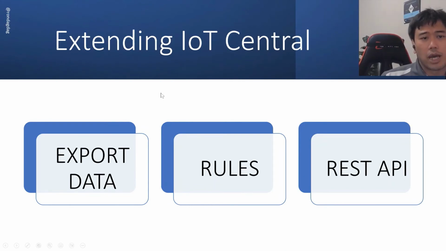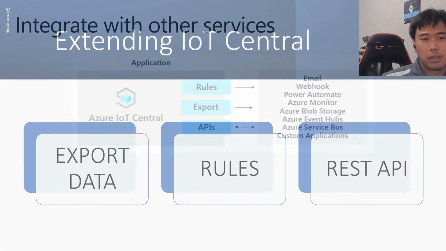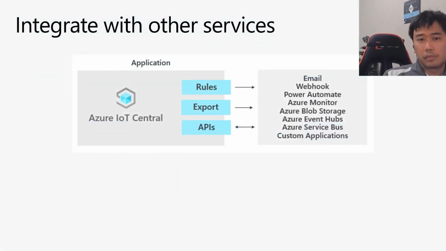Extending to IoT Central, there's a way you can export the data, you can build rules or use the REST API. Exporting the data, you can do email, webhook, Power Automate. You can use it with Azure Monitor, Blob Storage. So a lot of the customizations in Azure, a lot of these services, you can forward the data as you're receiving it from the devices, and send it to a different Azure service.